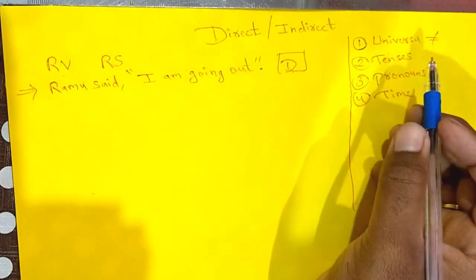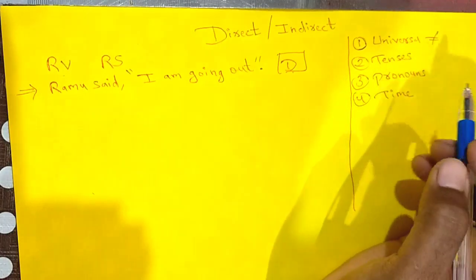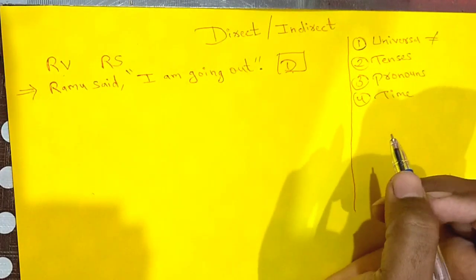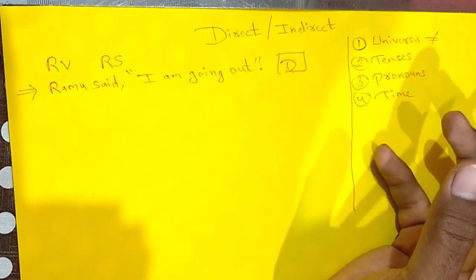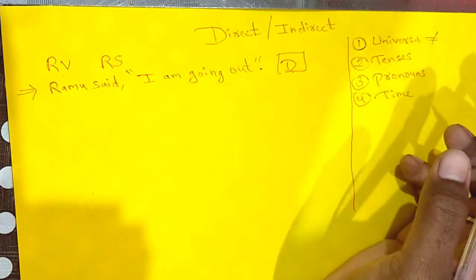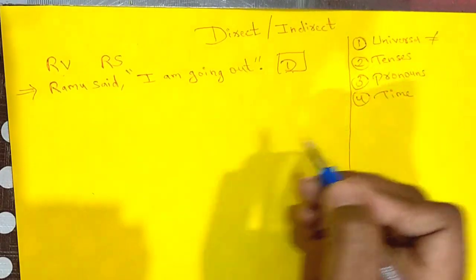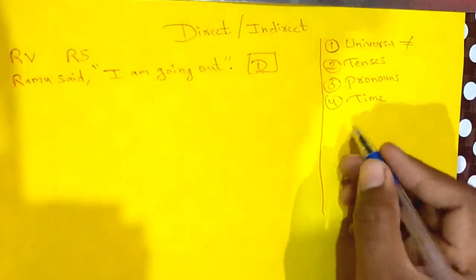So first rule, obviously we know it, that there is no change in the universal fact, like the sun is round, the earth revolves around the sun, and so on. So let us see how the tenses will change. So do watch very carefully.